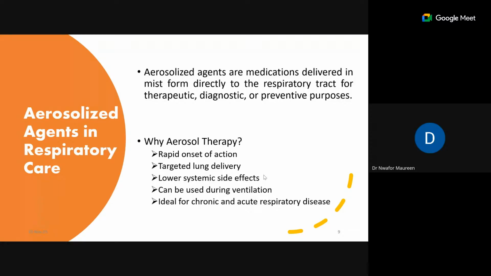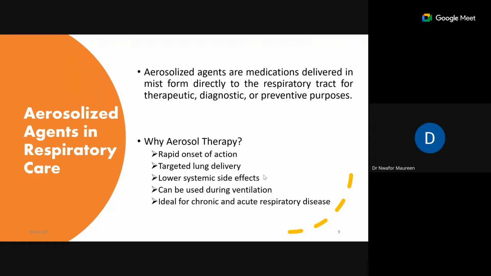Okay, why do we prefer inhaled therapy? They give rapid onset of action, targeted lung delivery, and lower systemic side effects, and can be used during ventilation. You know, during ventilation, we say nebulized in most cases. So if it's inhaled or aerosol therapy, you can easily go with ventilation. It's ideal for chronic and acute respiratory disease. Inhaled agents don't pass through first pass metabolism. That's why we prefer it.